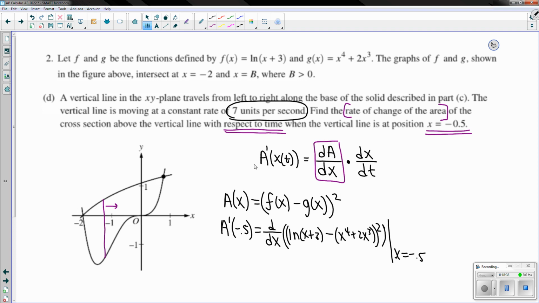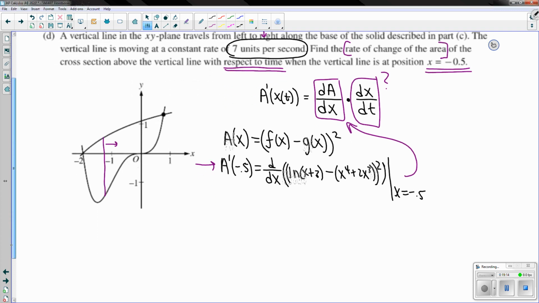And now what about this part? Well, the dx dt is given to us. It's telling you how the position is changing with respect to time. That's what I have circled in black here. It's 7 units per second. That is a rate of change. So dx dt is just 7. So whatever we get from this computation of A prime at negative 0.5, we just multiply it by 7, and that will tell us the rate of change of the area with respect to time at negative 0.5. So let's make that computation.